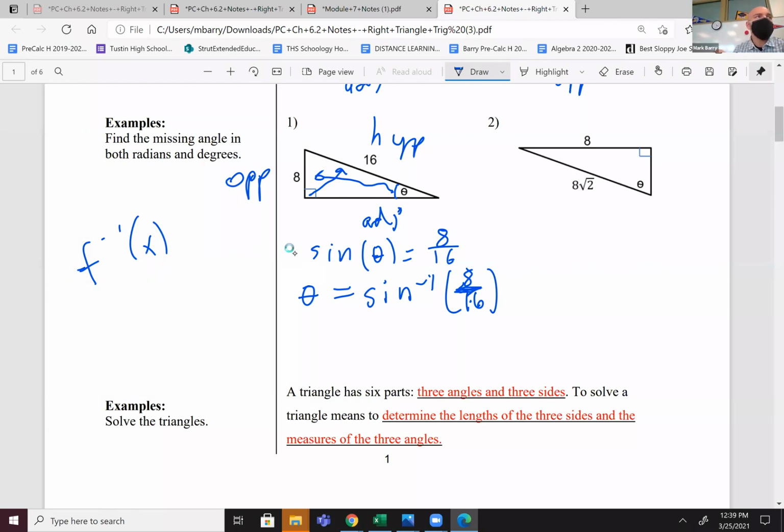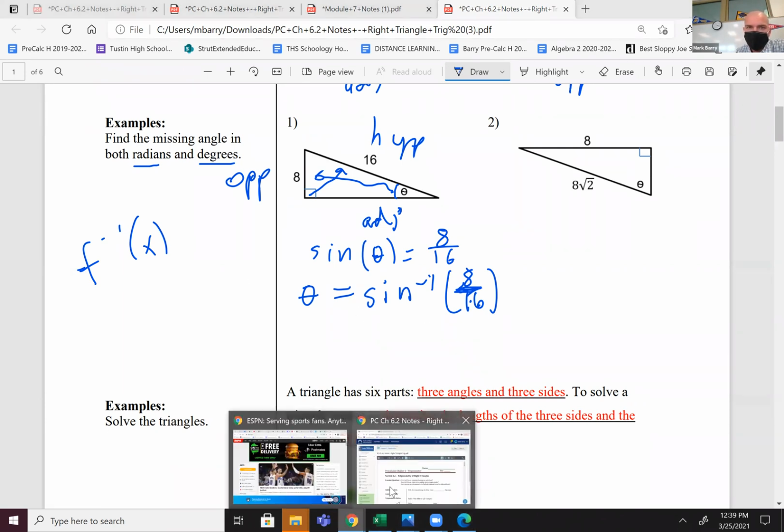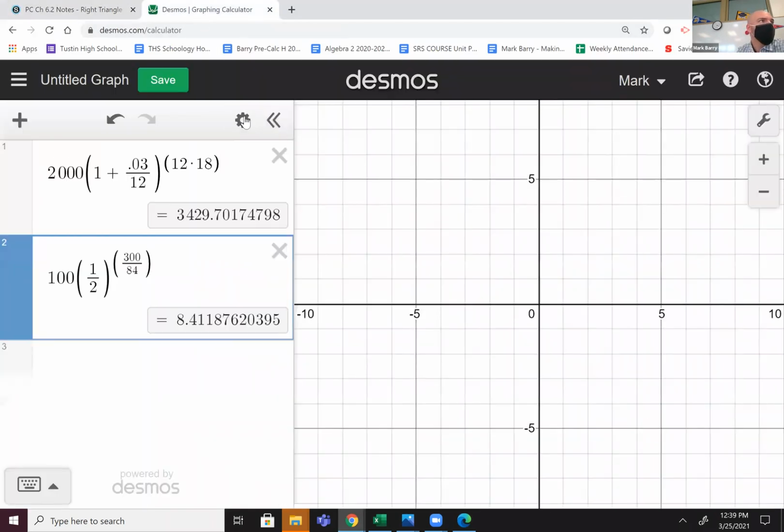All right, so from there, I want to do this on the calculator. Now you'll notice in the instructions here, they want the answer in radians and degrees. So we're going to talk about that. So I'm going to go ahead and use Desmos for my calculator here. So I'm going to grab the calculator right there.